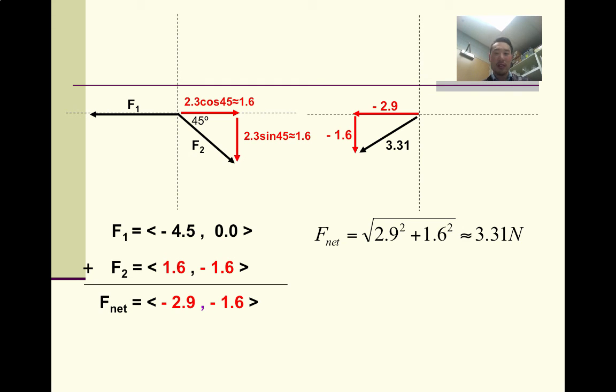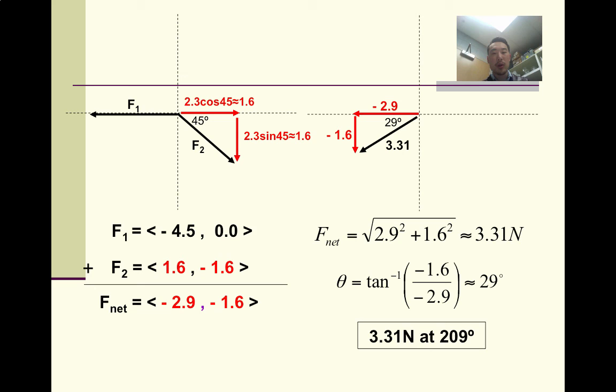But we're not finished yet. Nope, we need to find the direction, and that's where we find theta. We do that with trigonometry. So our final answer gives us 3.31 newtons at 209 degrees, or 29 degrees bottom left.